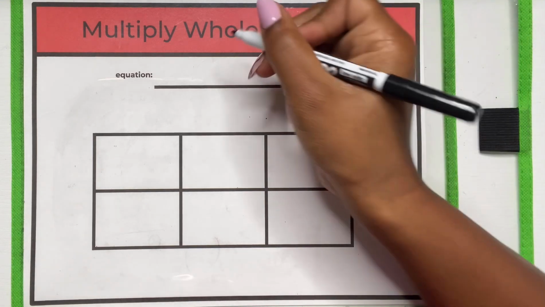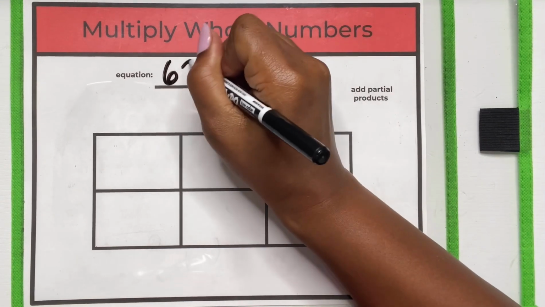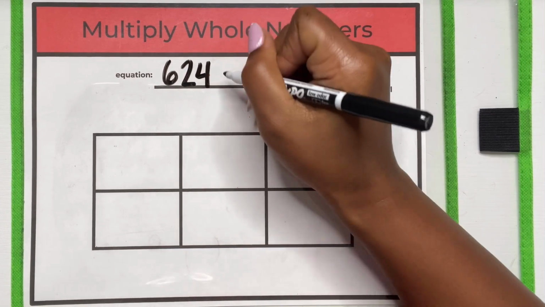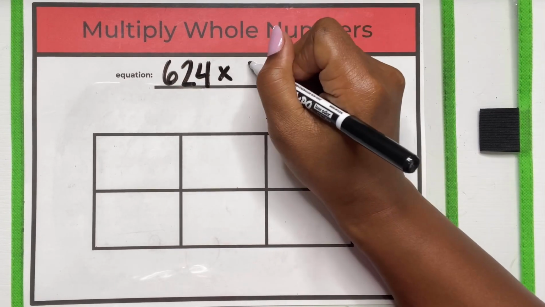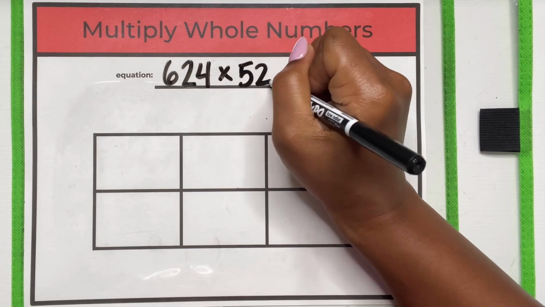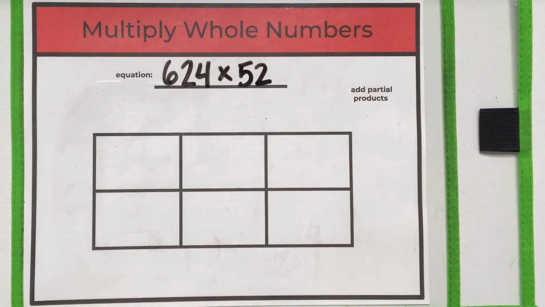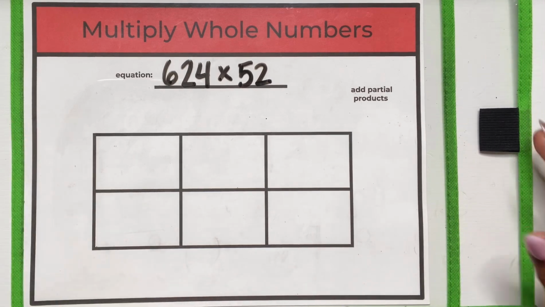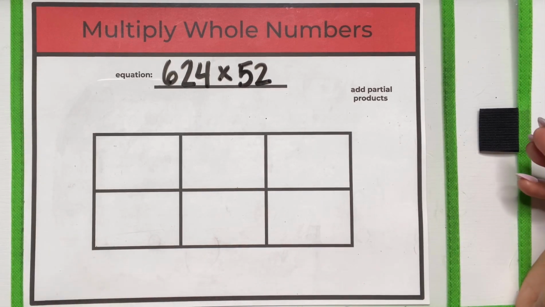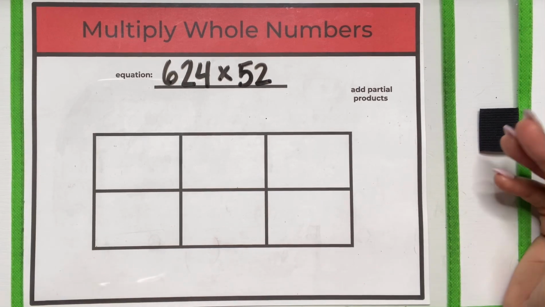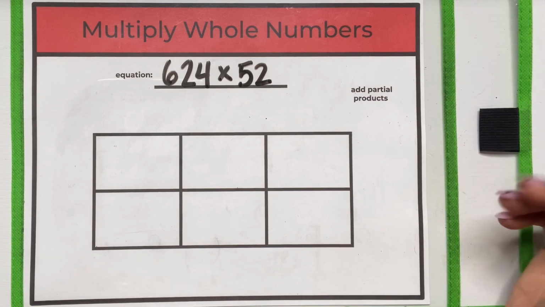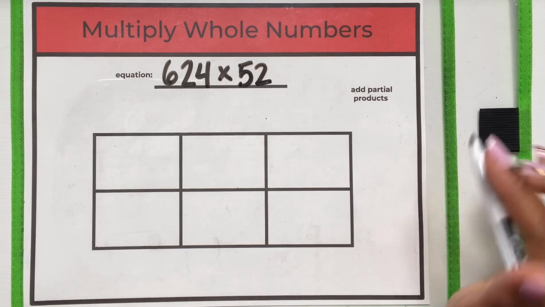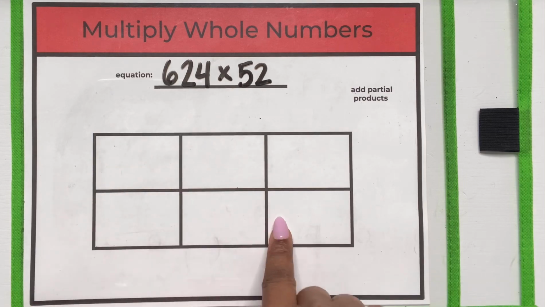Our first equation is 624 times 52. Pause the video and write the equation down. If you're using this mat, you can have it in a sheet protector or you can write on it. If you have a piece of paper, just follow along. Make sure you line your numbers up correctly and create the area model.